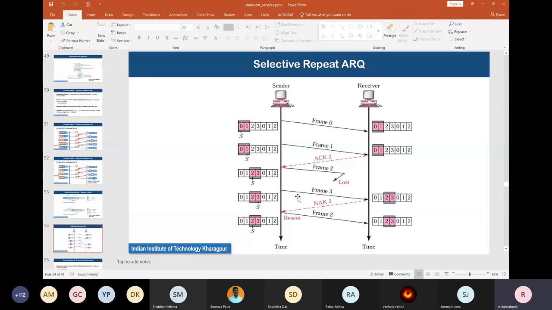It could have been that if this window spanned 2, 3 and 4 and the receiver receives 4, then it would have sent back 2 negative acknowledgements saying that I did not receive 2 and 3. Please send them both to me. And then the sender resends them. This is the first case. The second case is that the timeout mechanism still exists. That is fundamental.